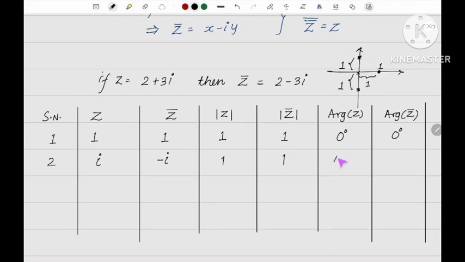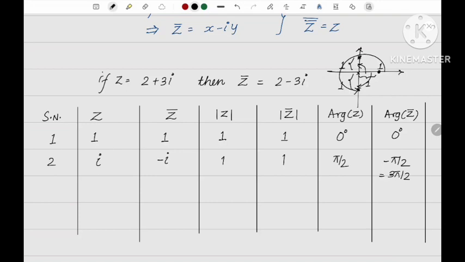The important point here is, what is the argument of z? This one is pi by 2 radian. And what is the argument of the conjugate? If this is pi by 2, then this will become minus pi by 2. I am writing in principal argument form. I can write this as the same as 3 pi by 2. So this is nothing but 3 pi by 2.